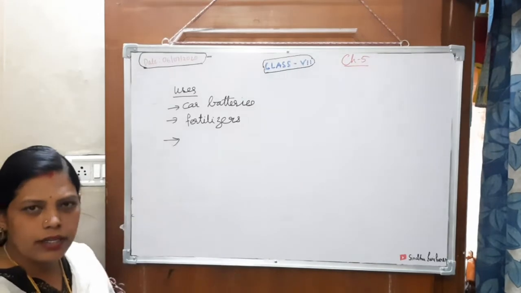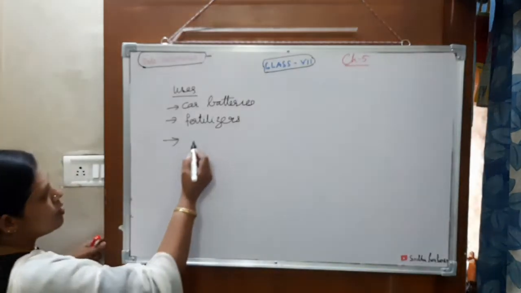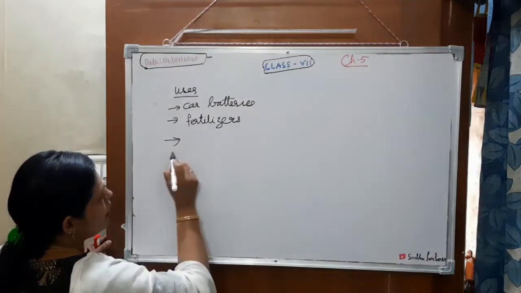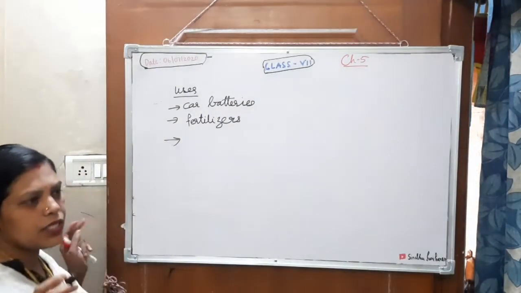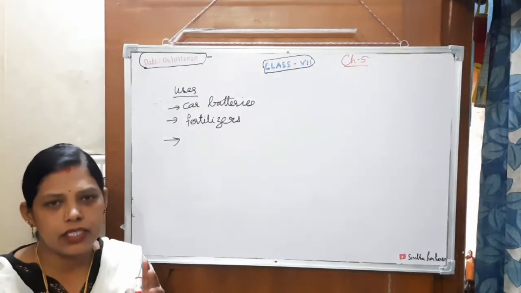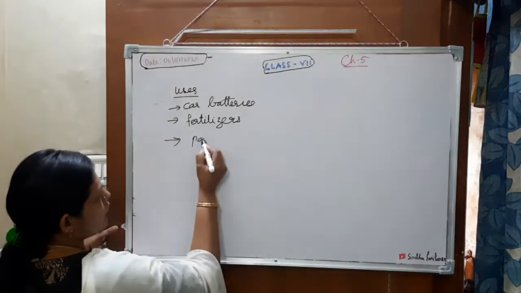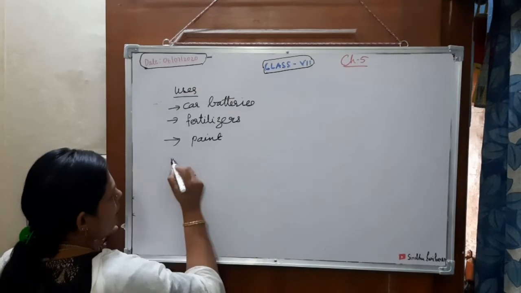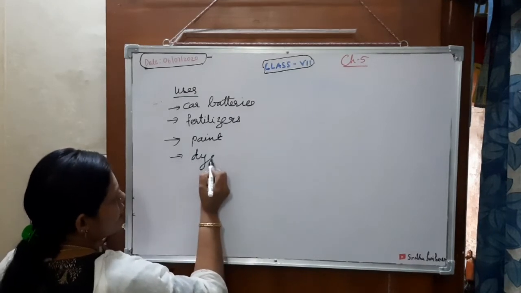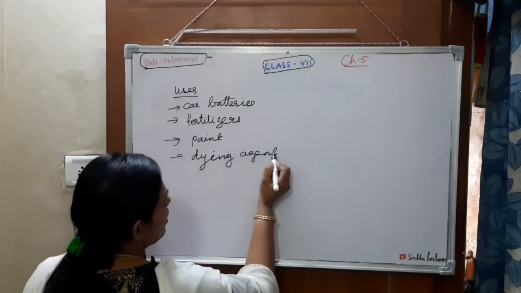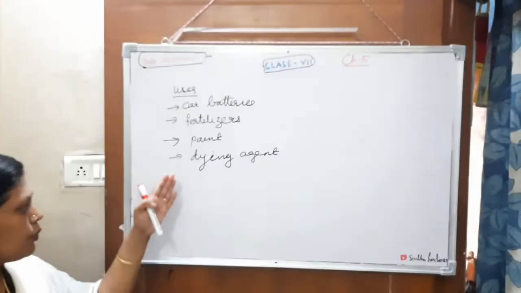Because of that only it cleans the floor, okay? So for that also it is used. Then another one, they are used as dyeing agents. Dyes, color, paint, okay? There also, because in all these places dye is used, right? It acts as a dyeing agent. So there it is used.